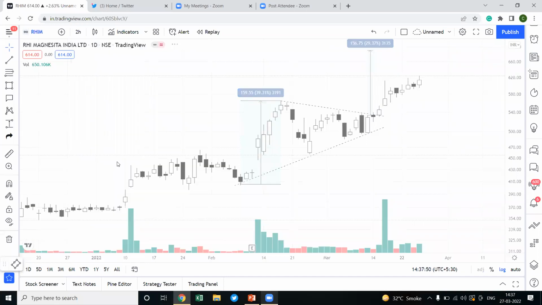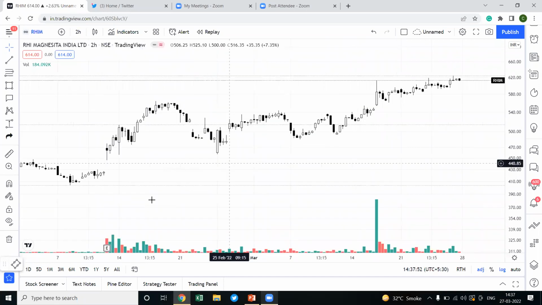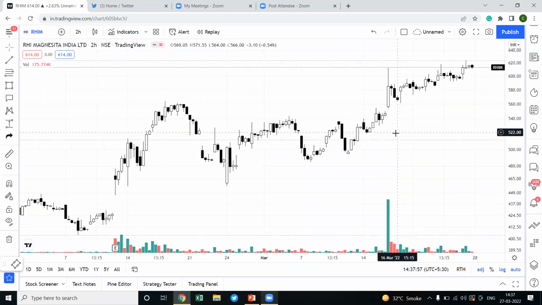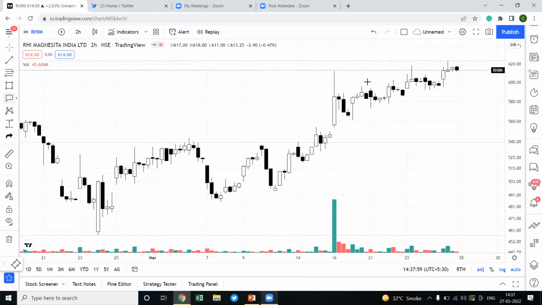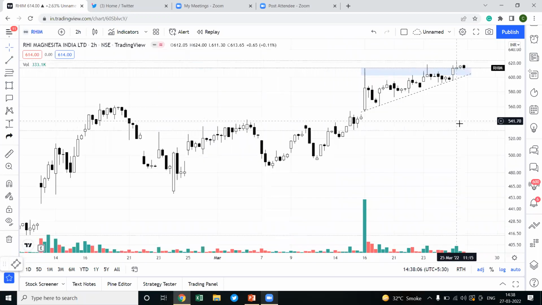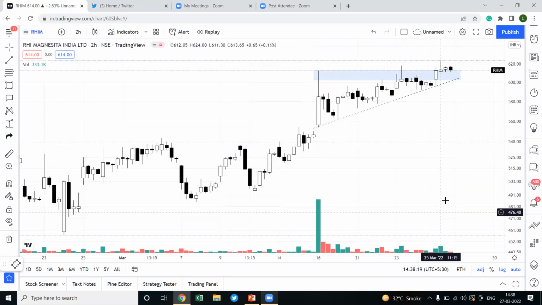As well as on the two hourly chart, you can see that the stock is continuously moving in a series of higher high, higher low kind of formation, and there was an ascending triangle formation as well on the 2 hourly chart that it has broken out. So eventually the target for RHIM on the short term basis is around 690 to 700 levels, and I think it should move. The stock, you can see, whenever it comes down, it is on low volume, and it is right now consolidating in a very tight range.